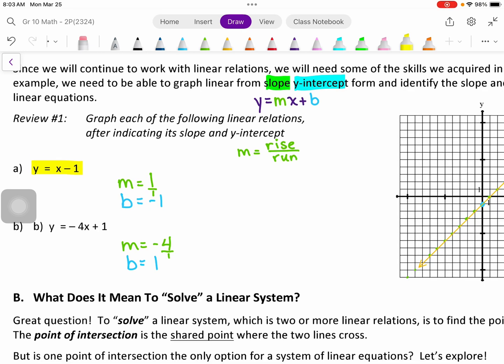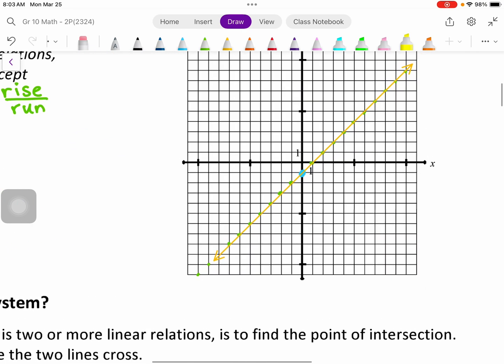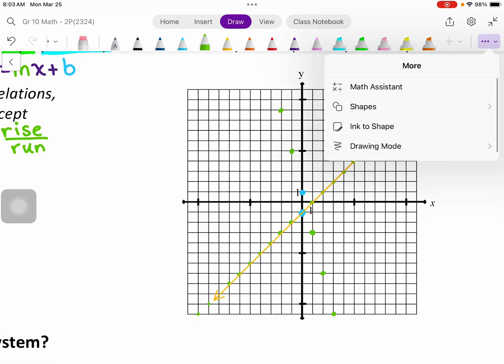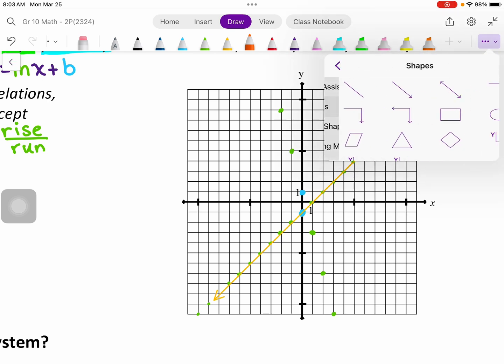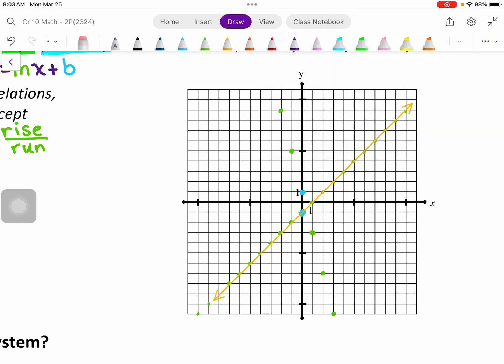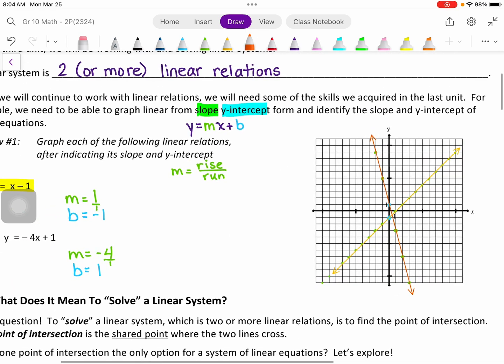And then the next one, we have y equals negative 4x plus 1. So my y-intercept is positive 1 this time, and my slope is negative 4. So down 4 and to the right 1, down 4 and to the right 1, down 4 and to the right 1, or in the opposite direction, up 4 and left 1. So once we have enough points in there, we will put in our line for that one as well. And there we go.